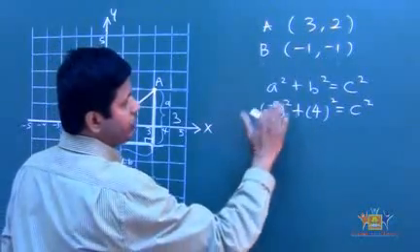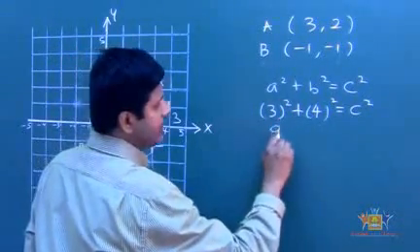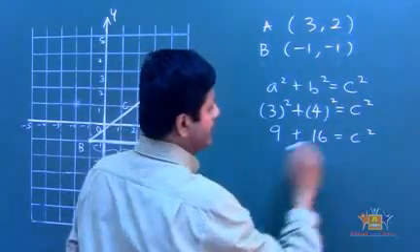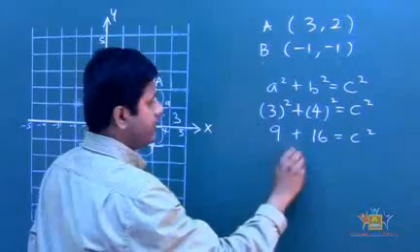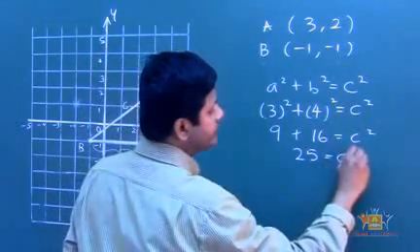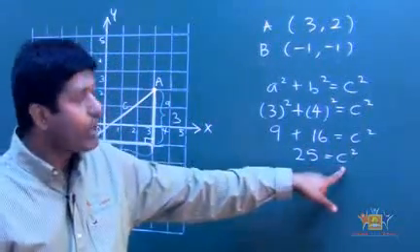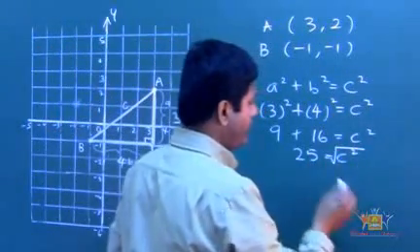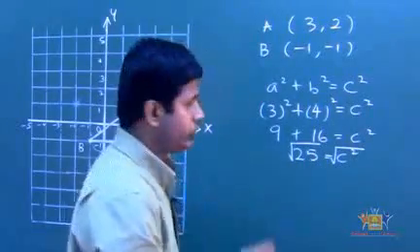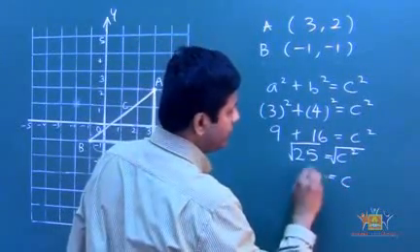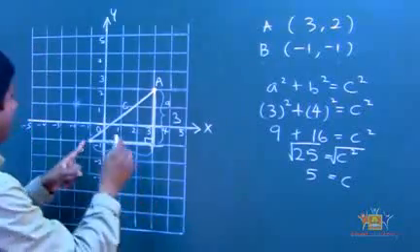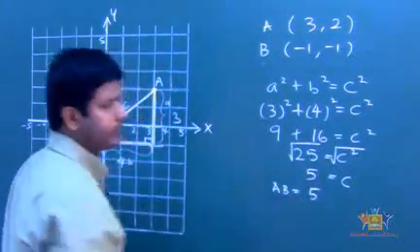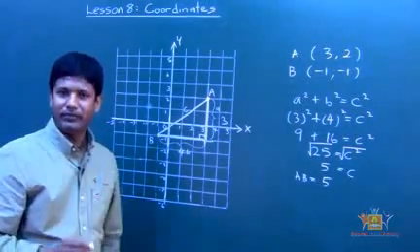So C squared. 3 squared means 3 times 3, which is 9. 4 squared is 4 times 4, which is 16. 9 plus 16 is 25. But we're looking for C. That means I have to take the square root of C squared in order to find C, am I right? If I square root this side, I have to square root the other side. So C equals 5. So the length of AB is 5. Pretty easy, isn't it? Very straightforward.